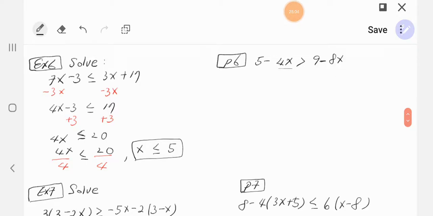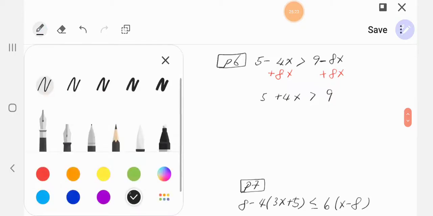Okay, negative 8x, negative 4x. So why don't we move the variable term from right to the left? So minus 8x, so plus 8x, right? Plus 8x each side. Then 5 plus 4x is greater than 9. And then what?